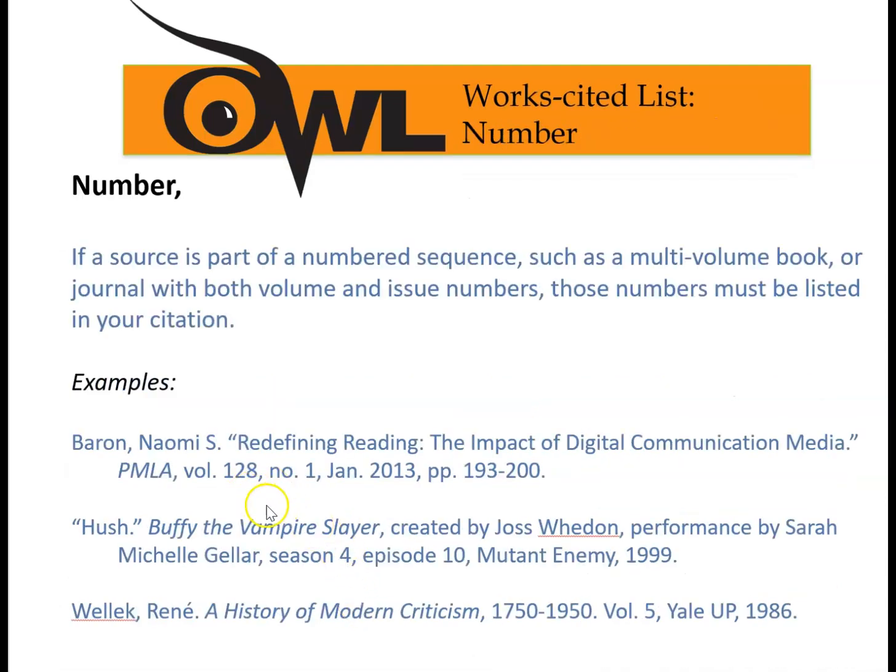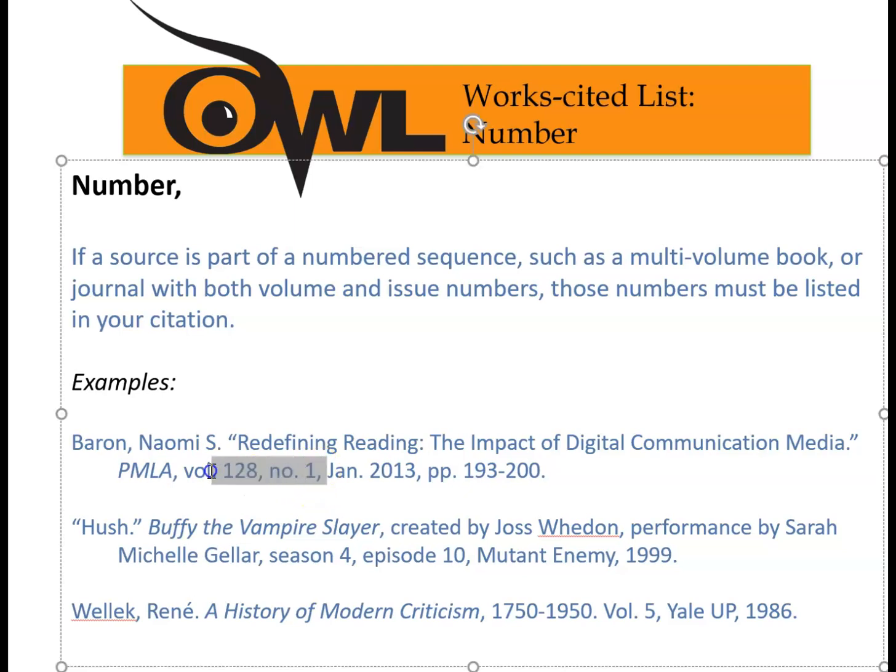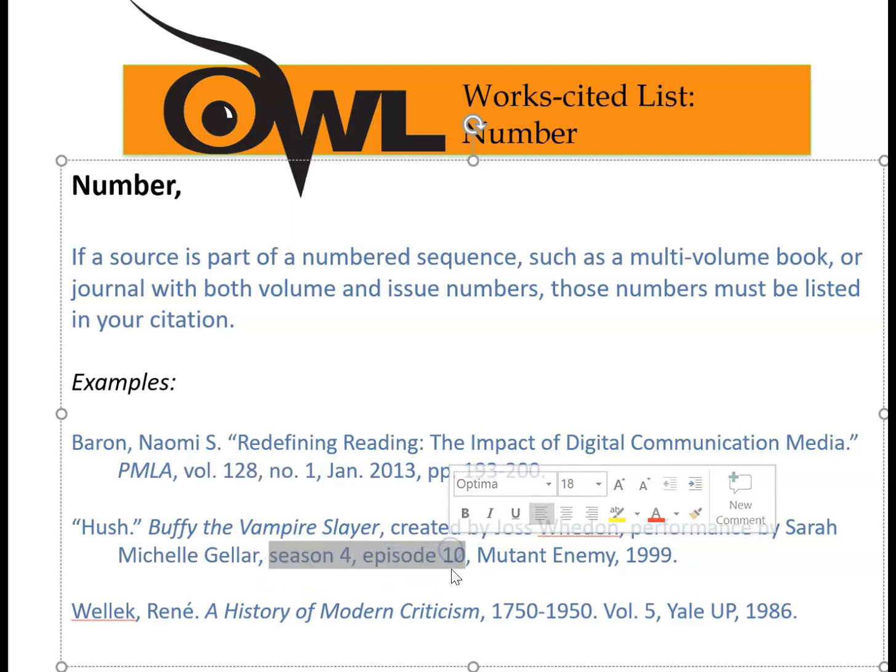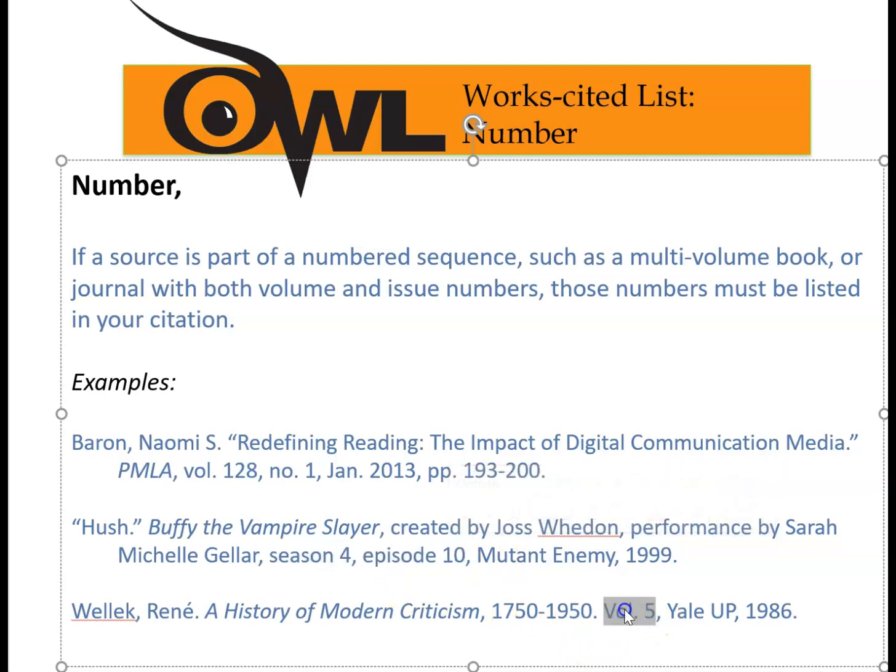Next, you include any kind of volume or issue numbers, edition numbers. So if it's in a journal, you include the volume or issue number. If it's a TV series, you would include the season and episode number. If it's in a volume set, you include the volume number. So that kind of information really helps to track down a specific episode or a specific poem or a specific journal article.